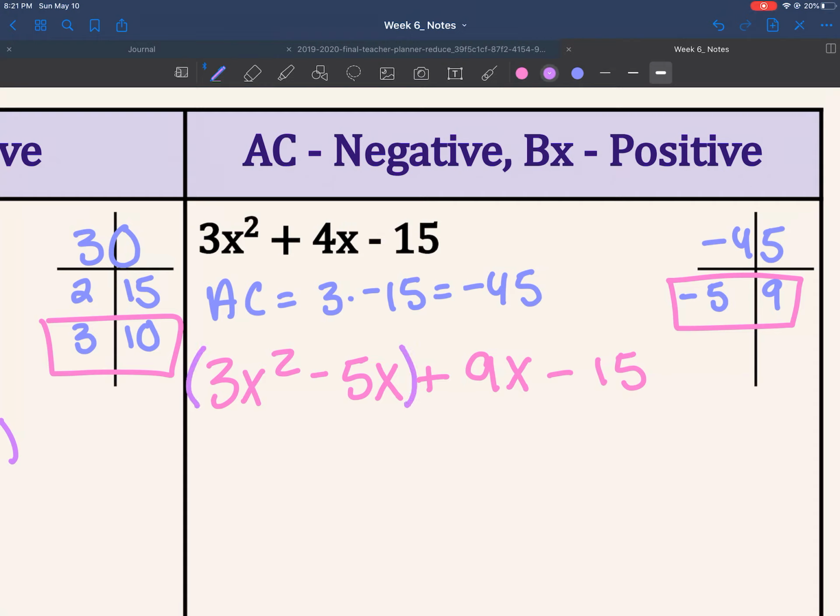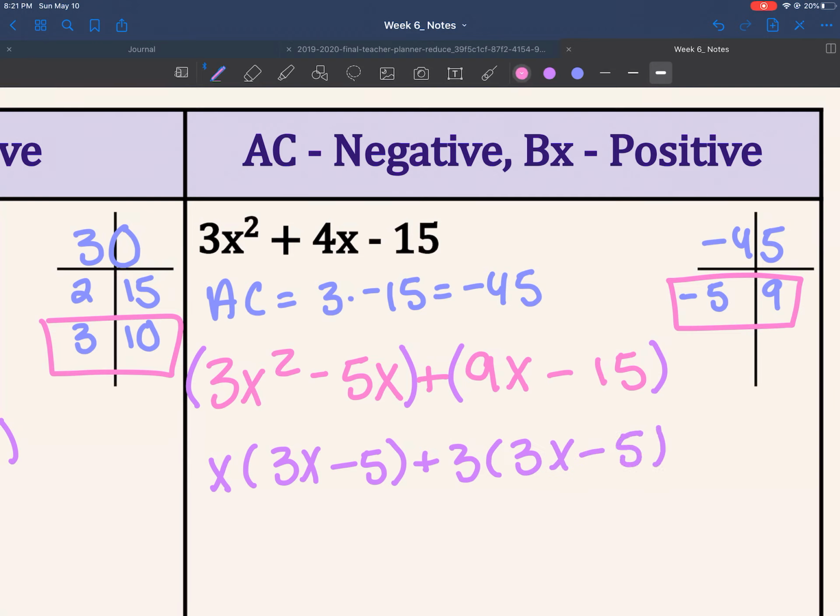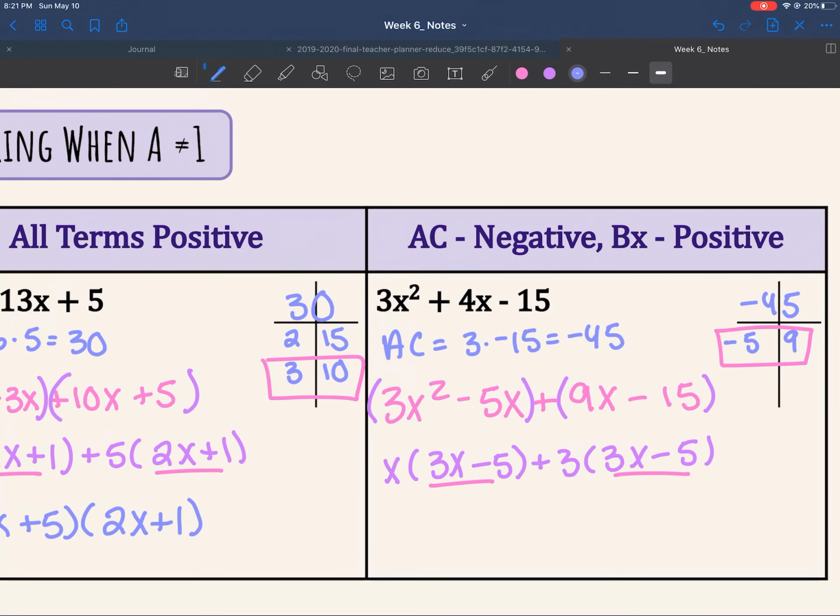Now looking at my first grouping here, the only thing I can pull out from here is x. So we get left with 3x minus 5. And then from the second group, the only thing I can pull out is a 3. So we get 3x minus 5, and same terms on the inside. Then our final factored form is going to be x plus 3 times 3x minus 5.